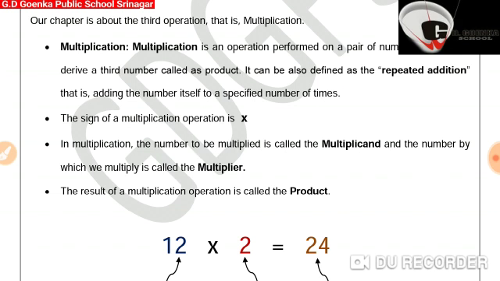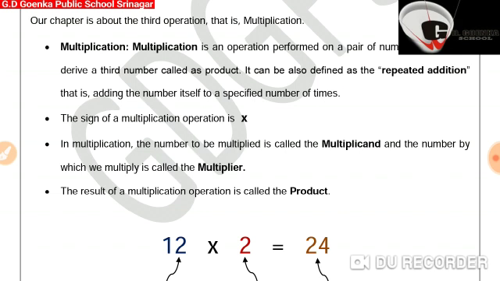It's also defined as repeated addition, that is, adding the number to itself a specified number of times. In the same example, if we add 12 two times, 12 plus 12, we'll get the same result, that is 24. That's why it's called repeated addition, because 12 is being added two times.